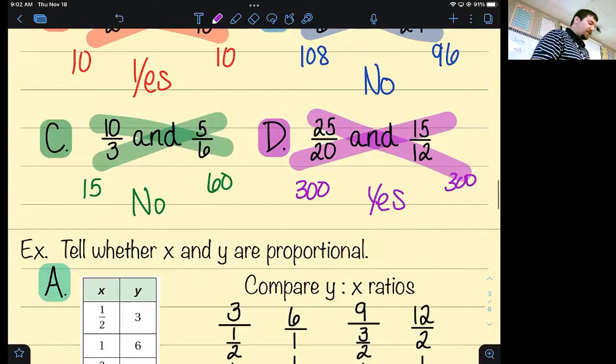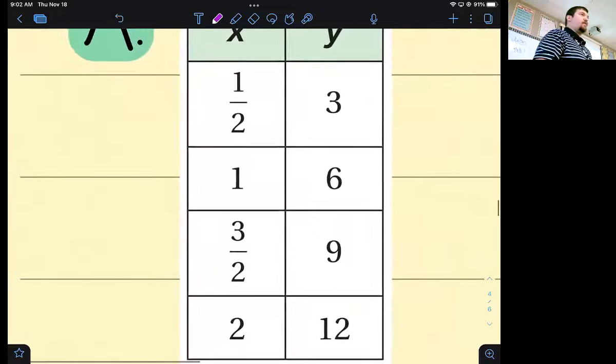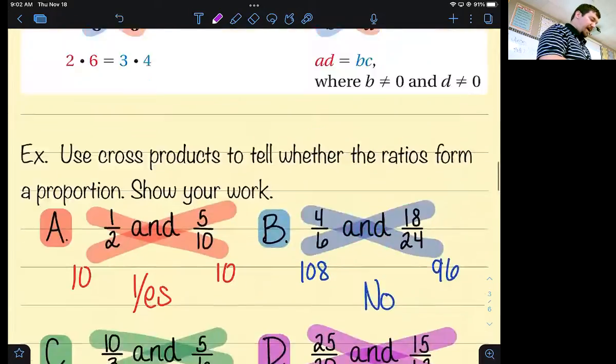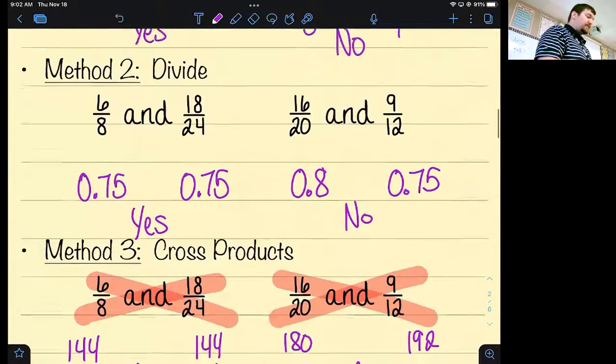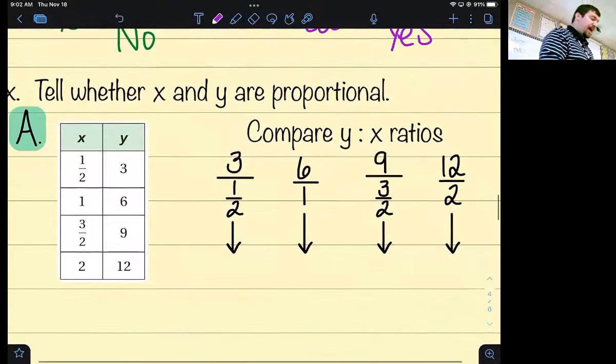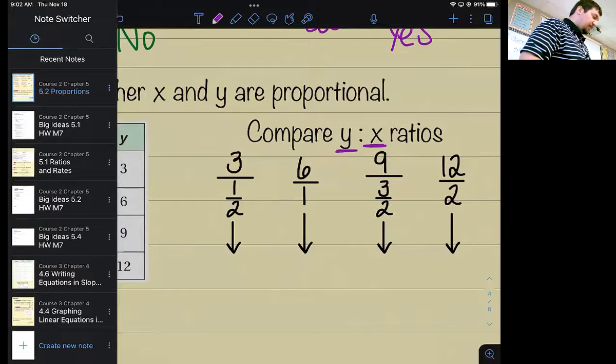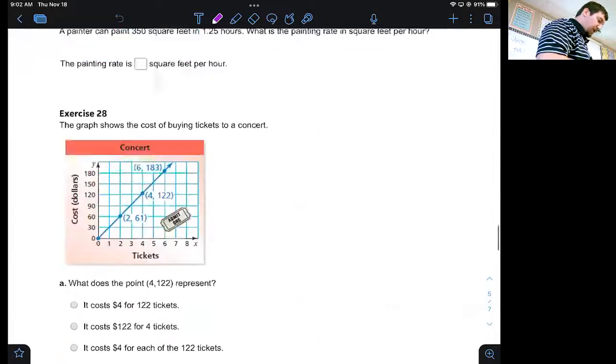Now, what do I do if instead of giving me 2 ratios, they give me 4 ratios? Well, I probably shouldn't use cross products. Cross products would be very difficult if I have 4 ratios. So I'm going to revert back to method 2. Method 2 told us to divide. So that's what we'll do anytime we have more than 2. When we divide, we're not going to do x divided by y. We're going to do y divided by x.